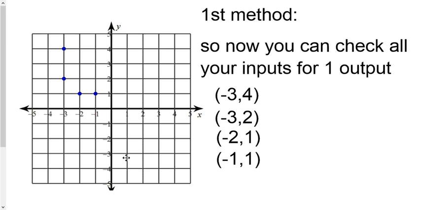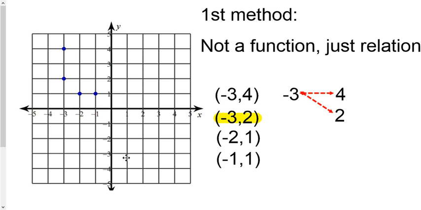And then once you have the coordinates, you can sit there and go, well, do all of my inputs have one output? And right here you can see that it doesn't. So it's not a function. It's just a relation. So you can still do it that way, but again, it takes up too much time.